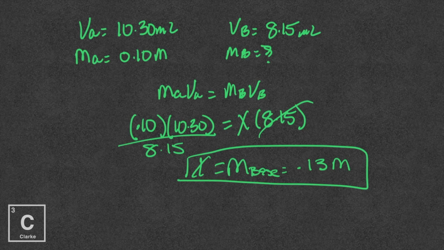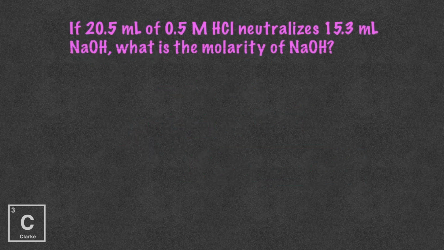Let's work another example that you might see on a worksheet. If we have 20.5 milliliters of 0.5 molar hydrochloric acid and it neutralizes 15.3 milliliters of sodium hydroxide, what's the molarity of sodium hydroxide? This is practically exactly what we just did in the lab. The numbers are just a little bit different. Okay, so again, we've got the molarity of our acid times the volume of our acid, the molarity of our base times the volume of our base.